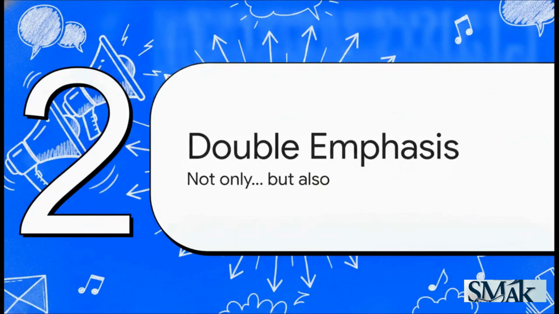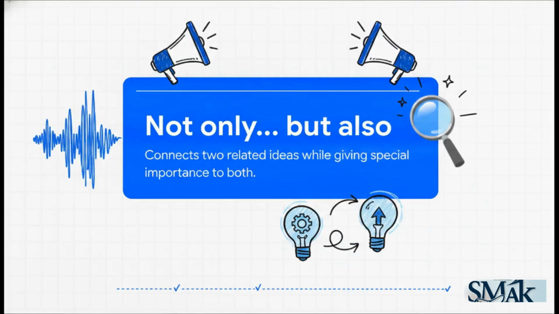Section 2. Double emphasis. Let's move to our next tool and see how this builds our communication toolkit. If our first structure was the mask, this next one is definitely the amplifier. "Not only, but also" brilliantly connects two related ideas while giving special importance to both of them. Meaning, one thing is true and another thing is also true.